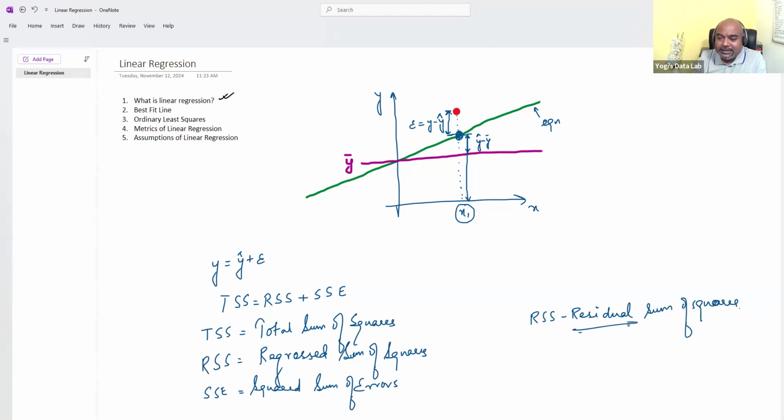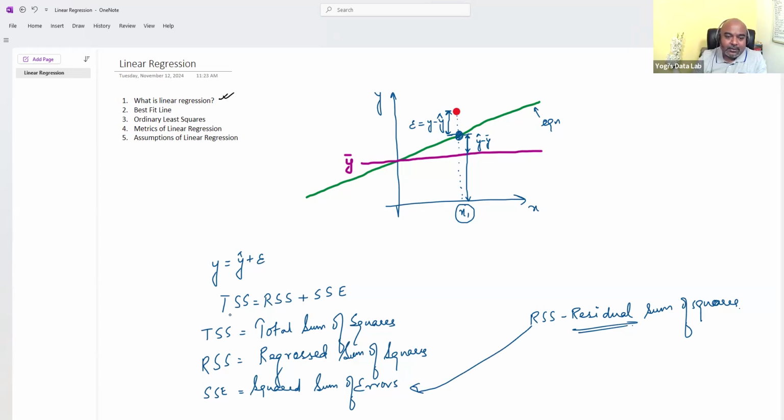When they are talking about residual, it is not the predicted value. They are actually talking about the squared sum of errors. So be careful whenever you are going through any content. Look at the RSS. What exactly is it talking about? Is it the regressed sum of squares, which means the predicted value, or is it talking about the residual sum of squares, which is the error value?